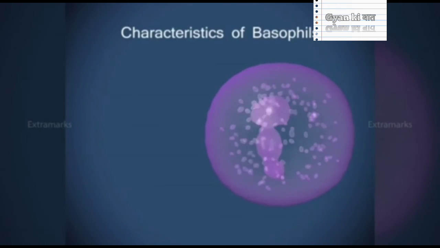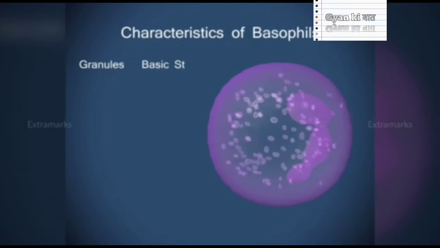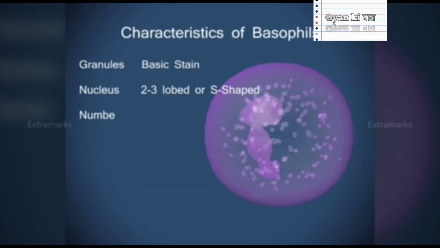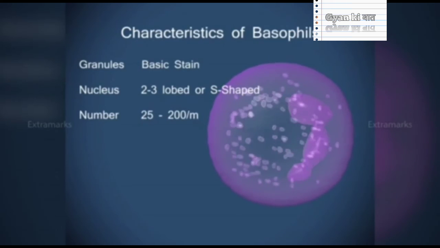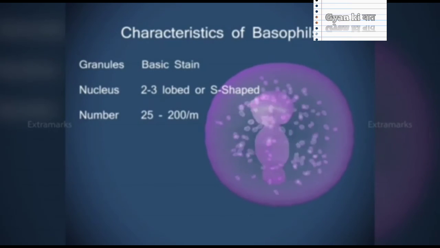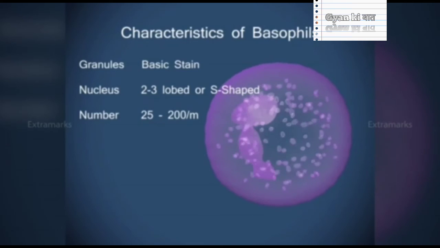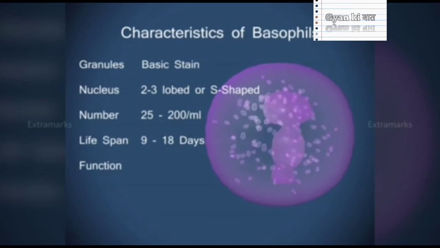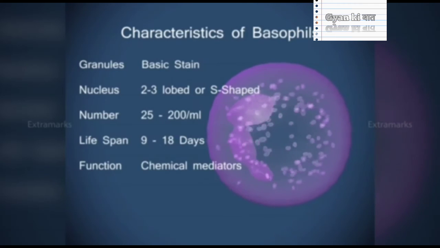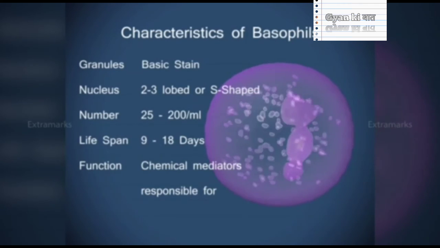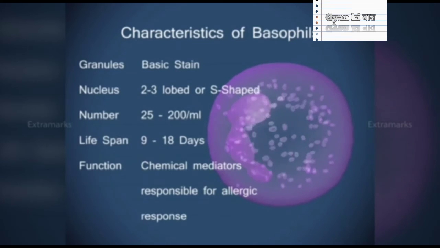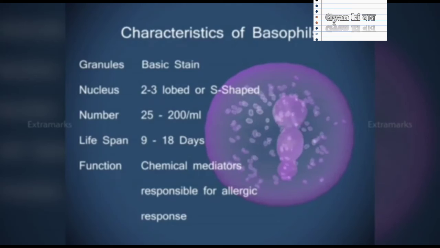Basophils contain granules that take basic stain. Their nucleus is 2 to 3 lobed. They number 25 to 200 cells per milliliter of blood. Their lifespan is 9 to 18 days. They develop into mast cells of connective tissue and secrete important chemicals that play an important role in mediating allergic response.